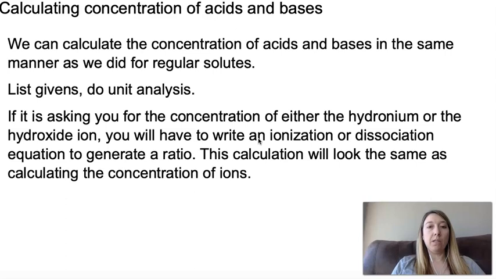In some cases, it's going to ask you to calculate the concentration of either the hydronium or the hydroxide ion. This is going to look exactly the same as in the last unit when we were looking at calculating concentration of ions. You are going to have to write an equation. Whether it's an ionization or a dissociation equation will just depend on whether you have an acid or base. And then you are going to use your ratio in your calculation to help you switch those units over, okay? So exact same thing we did before, we're just switching it over from ionic compounds over to being acids and bases.